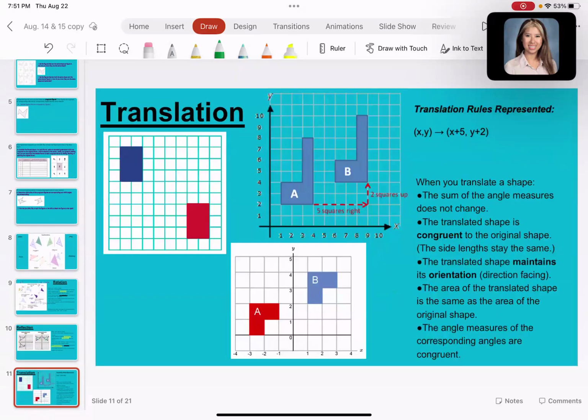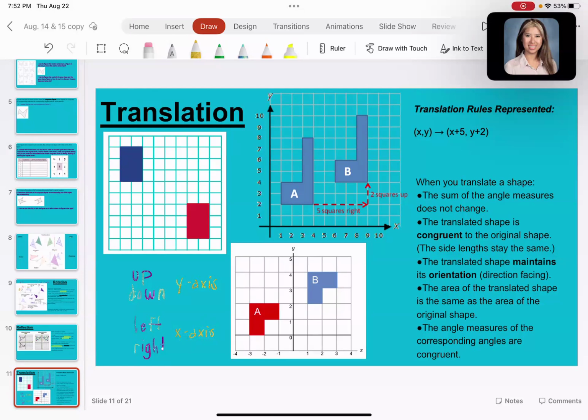Lastly, with translation. So translation is a slide, right? So we're just sliding it across the x-axis or the y-axis. And if you guys remember, the 4 directions that we can move are up, down, left, and right. And if we're going up or down, that's going to be affecting the y-axis. If we're going left to right, that's going to be affecting the x-axis.